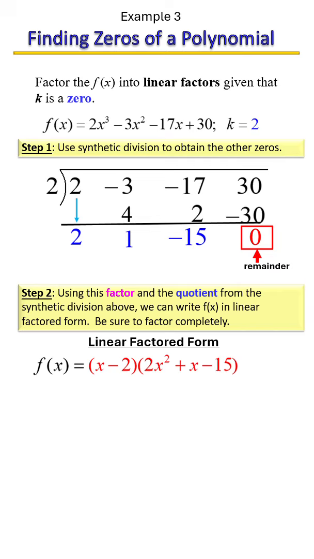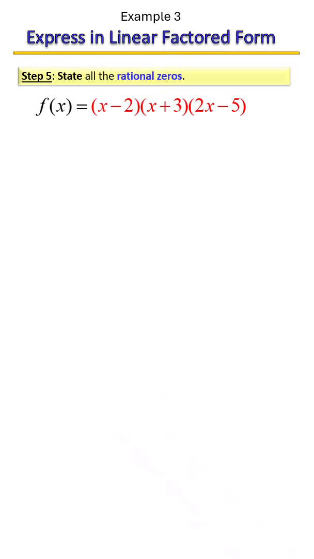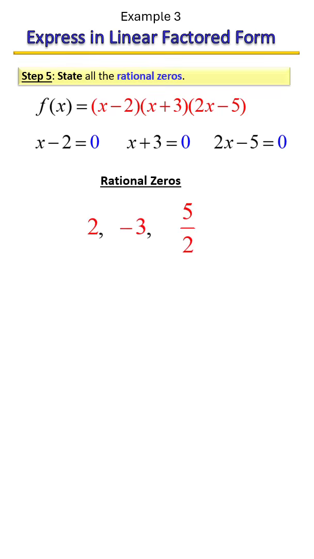Our last step then is just simply factor that trinomial into 2 binomials. When we factor it, it's going to look like so. If your homework asks you to state your zeros, all you have to do is take each parentheses, set it equal to 0, and solve for x. So once we solve for x for all three, we'll see that our zeros are 2, negative 3, and 5/2.